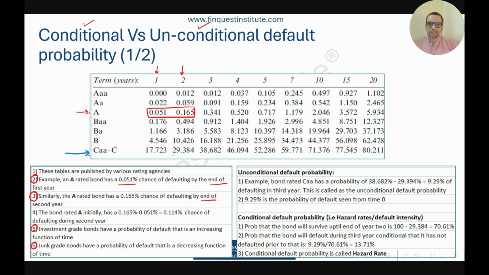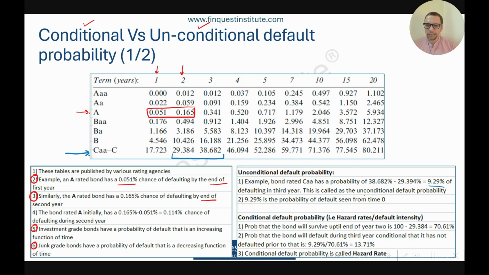So if I take these two numbers, and I want to estimate the probability of default during the third year, as we know based on our earlier calculation, we simply take a difference. So the probability that a bond which is currently rated CAA will default during the third year is a subtraction of 38.682% minus 29.38%, which is 9.29%.